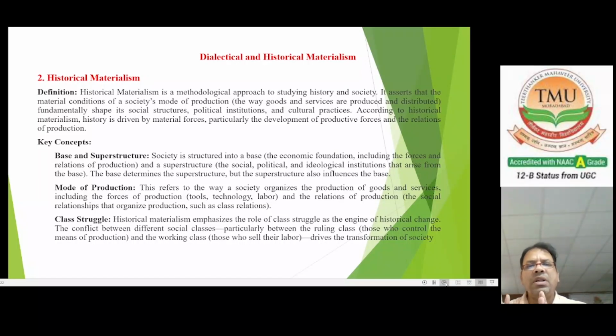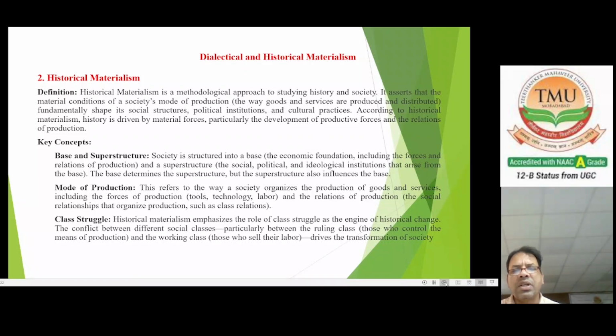Historical materialism is a methodological approach to studying history and society. It asserts that the material conditions of a society, its mode of production, the way goods and services are produced and distributed, fundamentally shape its social structures, political institutions, and cultural practices. According to historical materialism, history is driven by material forces, particularly the development of productive forces and the relations of production. The key concept is the base and superstructure.